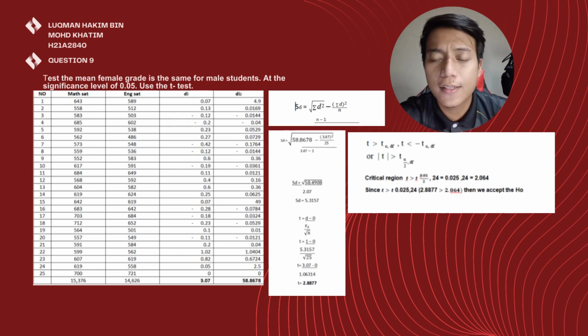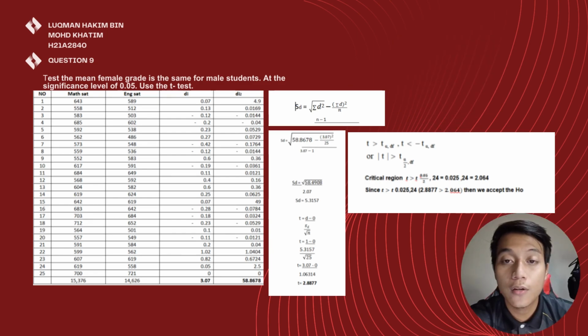How can we get the total of DI square? We get the total of DI square when we have the answer of DI. The answer of DI is 3.07, and if we want to get the answer for DI square, we need to multiply 3.07 by 3.07, or 3.07 squared. So we will get the answer 58.8678.